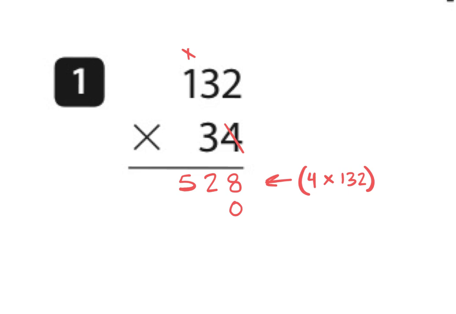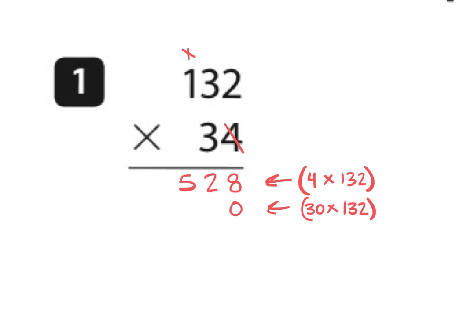So everything in the top row, right here in blue, this row is 4 times 132. That's what we get as a partial product, okay? So the next partial product, the next row, should be 30 times 132, right? Because we've already done 4 times 132. Now we must do 30 times every digit in the top factor.